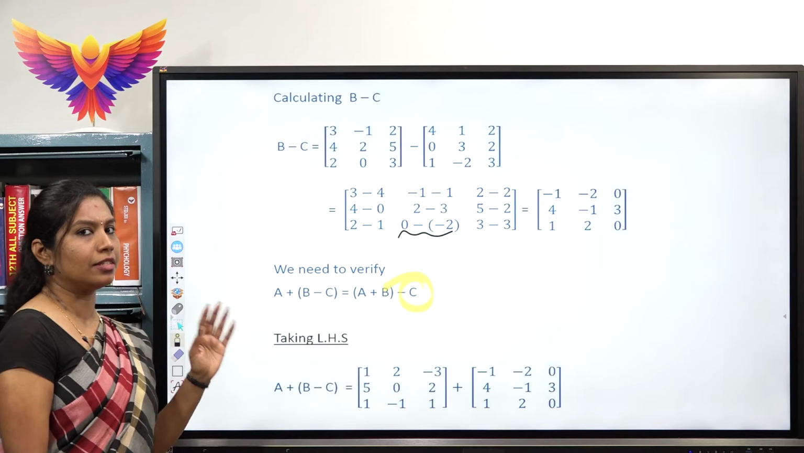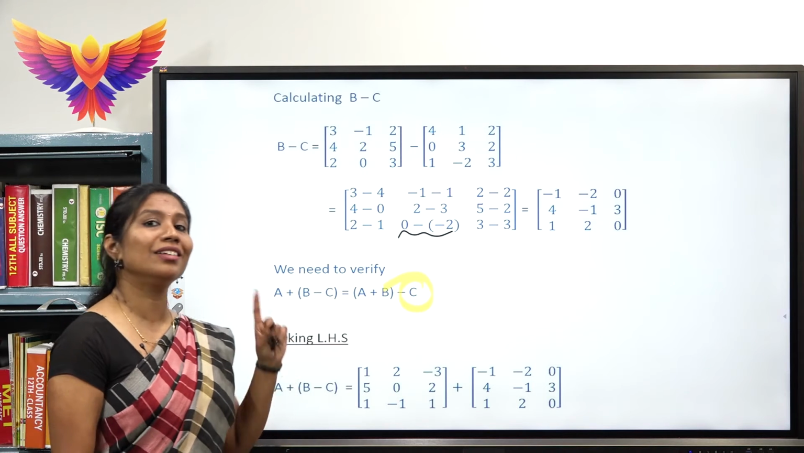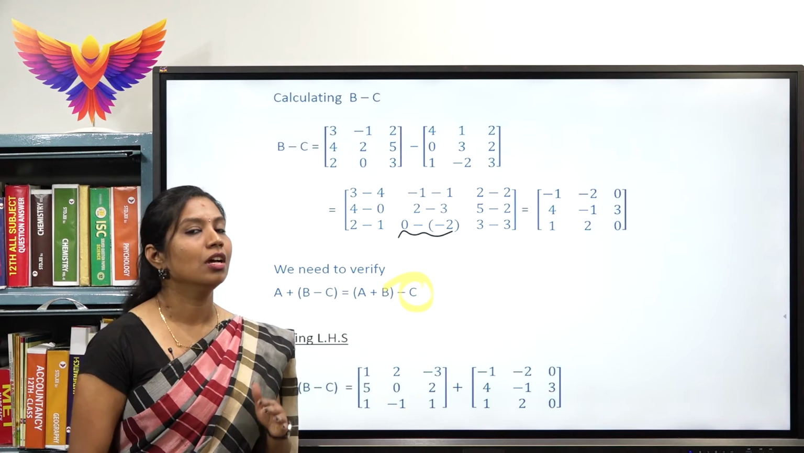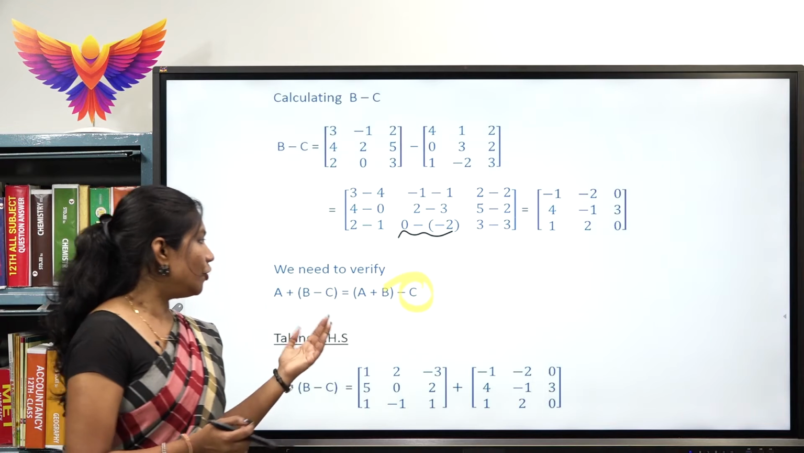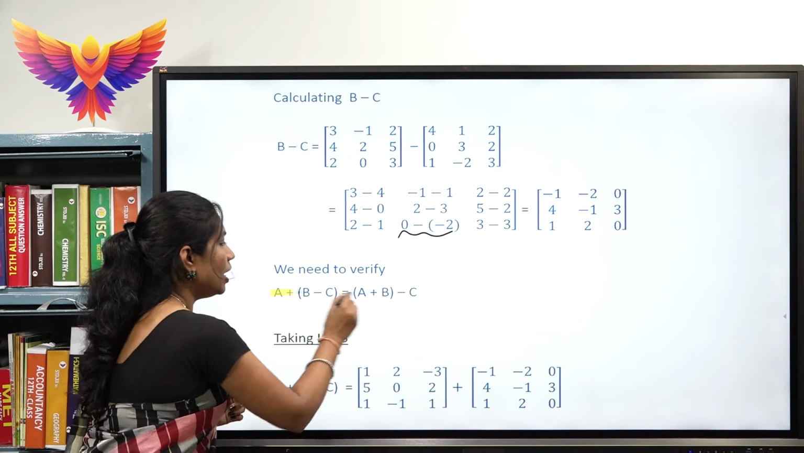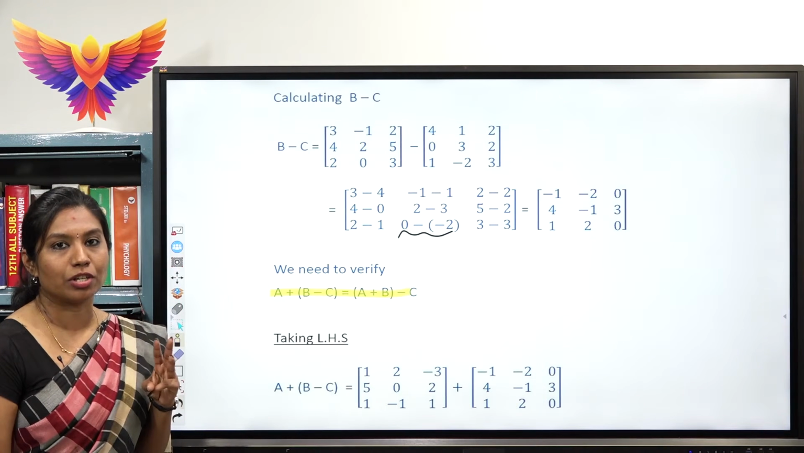First, I will consider the LHS part. We need to prove that LHS is the same as RHS here. Quite a lengthy problem. If at all they ask this, this will be a complete one question which can be asked for a 3-mark question.